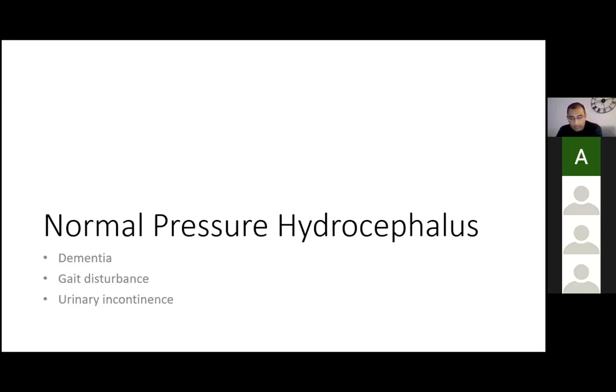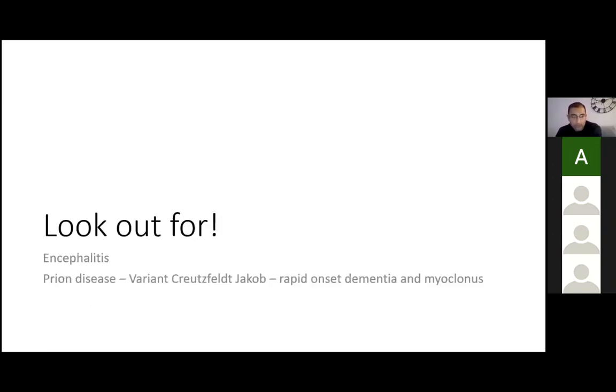And then don't forget other things like normal pressure hydrocephalus, which causes dementia, gait disturbance, and urinary incontinence. And again, infectious diseases: don't forget you can do an HIV test on patients because HIV patients can get dementia, HIV-related dementia as well. And then look out for other things such as encephalitis.